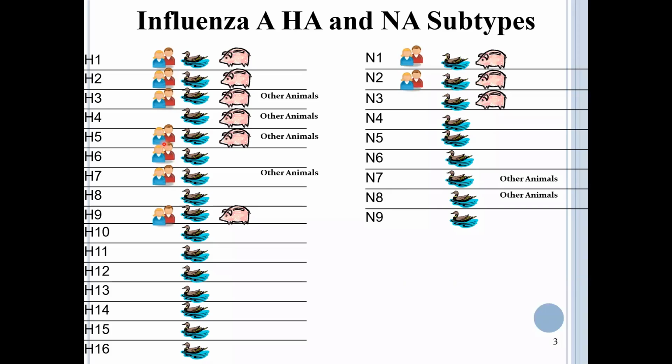Similarly, we define neuraminidase serologically. There are 9 neuraminidase subtypes, only 2 of which have been shown to infect humans, 3 in pigs, and other animals for some of the other lineages. So we define an influenza virus based on the serotype of the HA and the NA, and that tells us a lot immediately about the range of animals that it can infect. So you'll hear H1N1, and that just refers to those 2 serotypes.